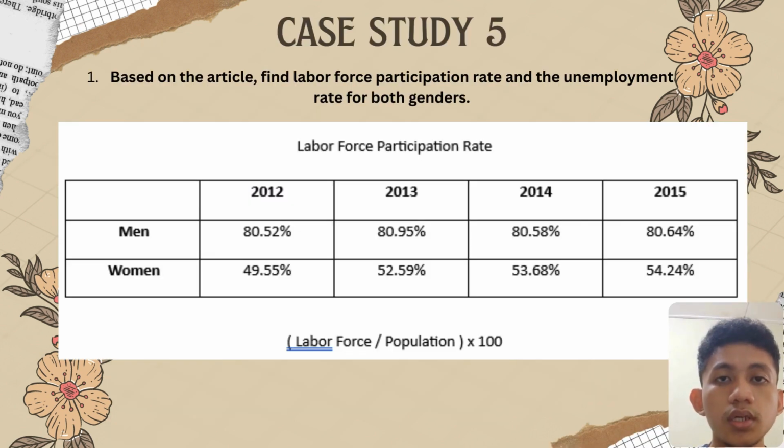For question number 1, to get the labor force participation rate, the labor force must be divided by the population and times by 100. Based on the calculation, the labor force participation rate for women in 2012 was 49.55%, while men was 80.52%. However, the labor force participation rate for women increased to 52.59% in 2013, and the same goes to men, which was 80.95%.